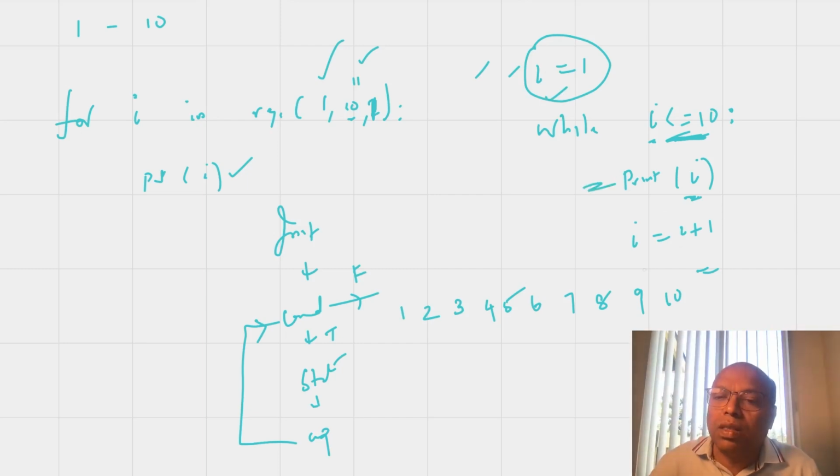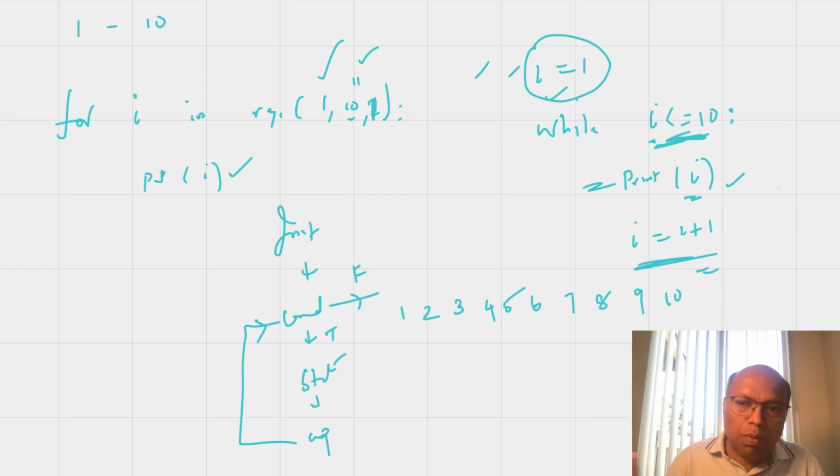What happens if my updation is not there? If my update is not there, what would happen? I is 1. 1 is less than or equal to 10. Print 1. Then again it will go back. 1 is less than or equal to 10. It will print 1 infinite times. Therefore, every time, remember, you must have an initialization, you must have a condition, you must have a statement, you must have an updation.